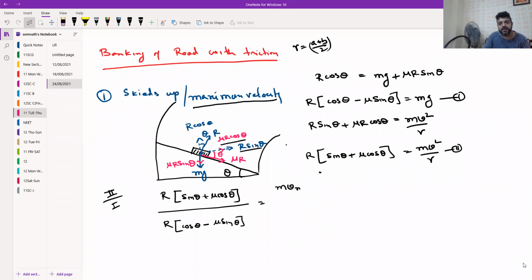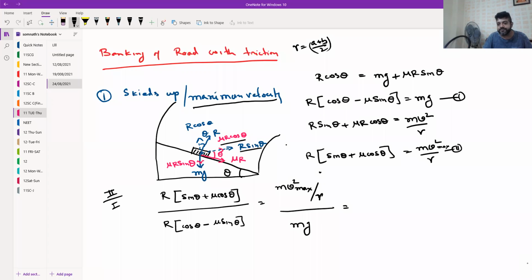You can write v max. Why v max? Because that is the maximum. But in your school book, SL Arora, your 11 board textbook, it is not written maximum. They just write v, and they only show you the skids up condition, but they don't show you the slips down condition. But if you see HC Verma, they show you both skids up and slips down. So we show both, depending on the exam question. If they just say skids up, you just do that one. If they say skids up and slips down, you show both.